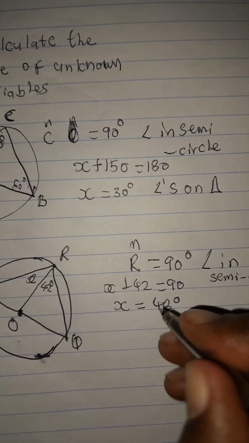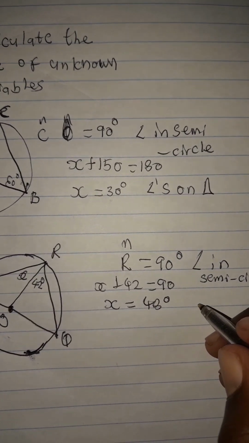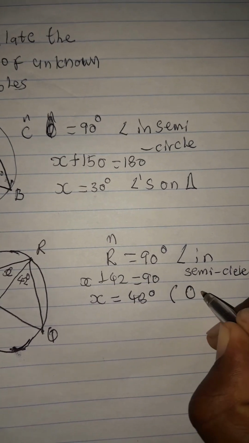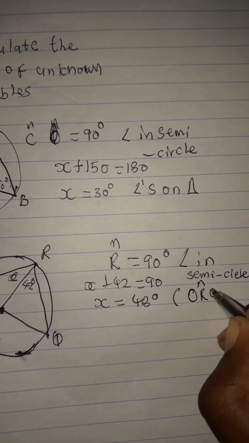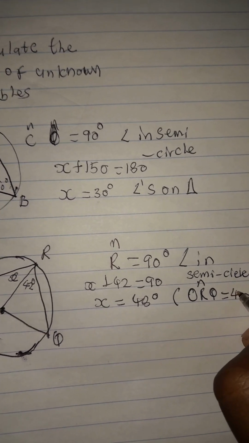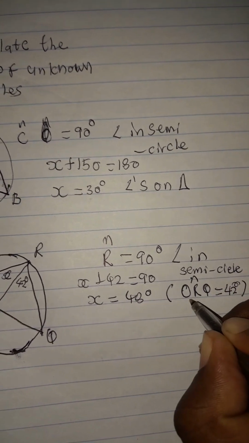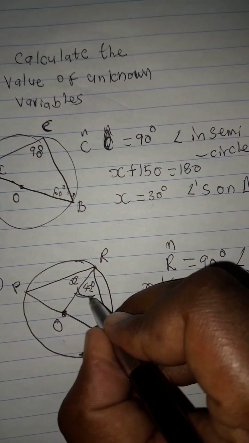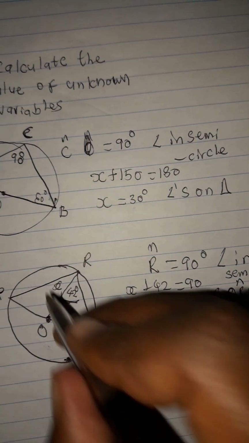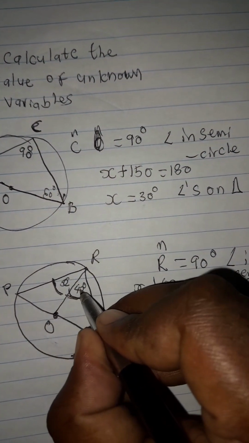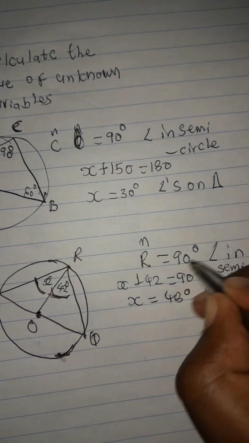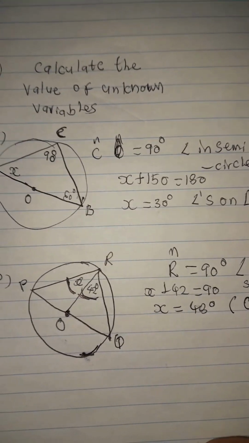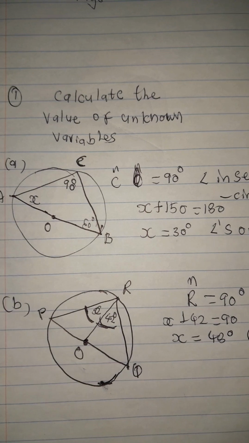Why are we saying that x is equal to 48? What is the reason? As you can see, angle ORQ is 42 degrees, because of this angle. That's the reason why we are getting 48 here, and when we add both of these angles, they give us 90. So when they ask you for a reason, you should write it like this. This is how, guys, you can work out angles in a semicircle.